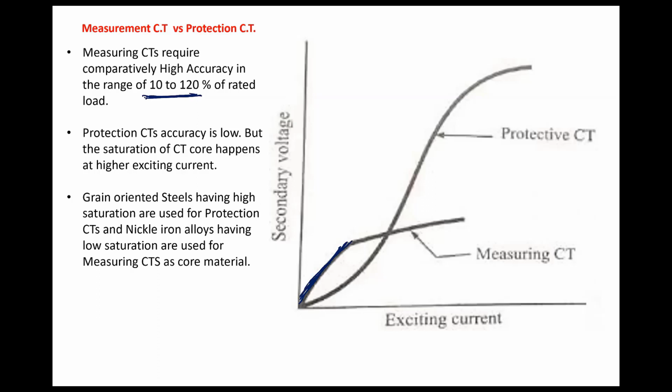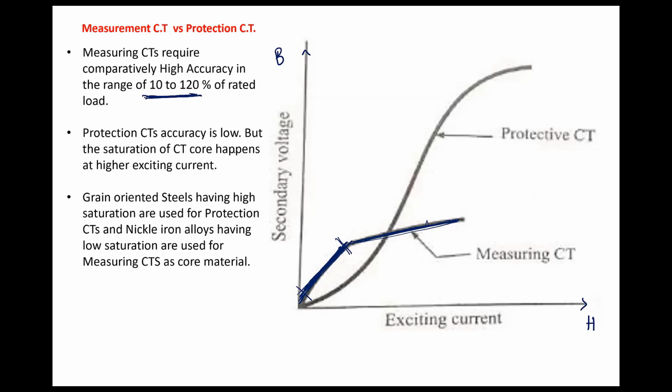The magnetic curve is a curve between B and H. So the measuring CT should operate in the linear range of your measurement. After that, once it saturates, what will happen? Whatever the current, the indication will not be proper. Understand? Protection CT accuracy is low.